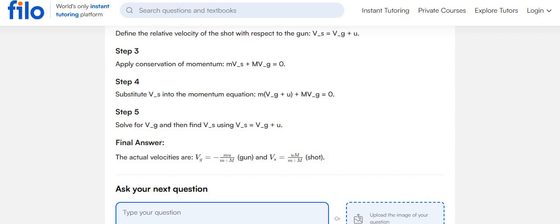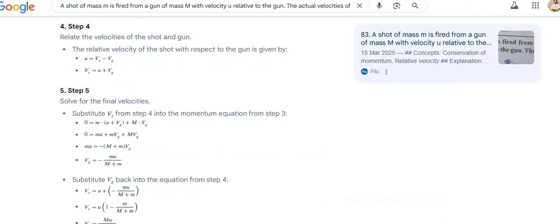Then we know that according to the relative velocity of the shot with respect to the gun, the gun is going to move a bit backwards whenever a shot is fired. So the recoil velocity of the gun is given by this: Vs is equal to V, the velocity of the gun, plus the initial velocity. The relative velocity is going to be given in terms of u. We're going to use u as the relative velocity, the u you are seeing here. The relative velocity is just the velocity between the gun and the shot. We always take the velocity of the shot minus the velocity of the gun.